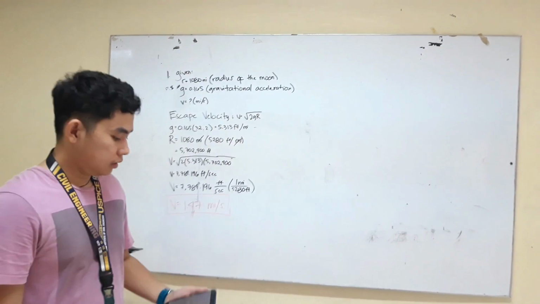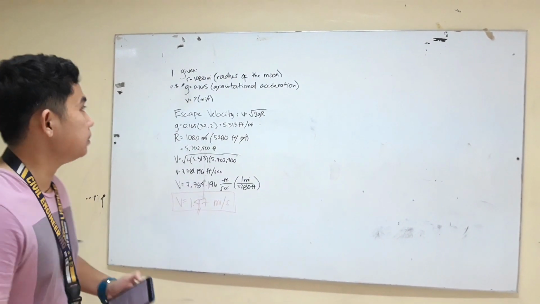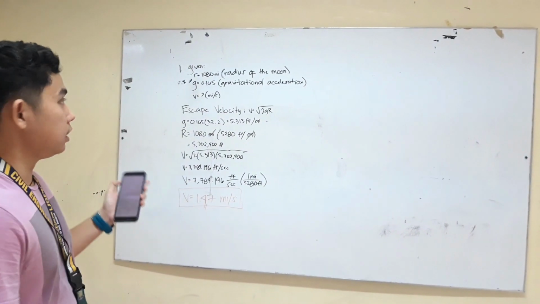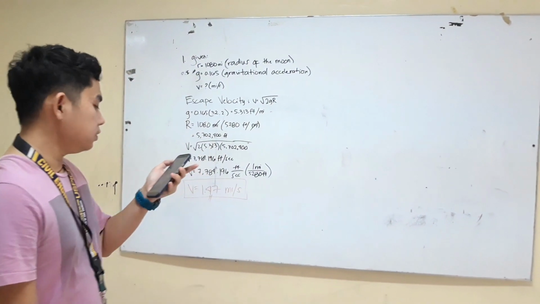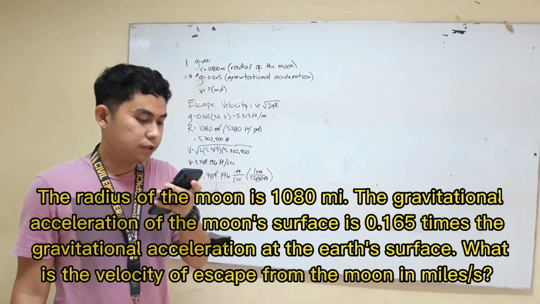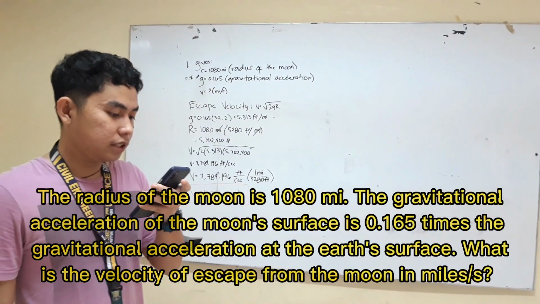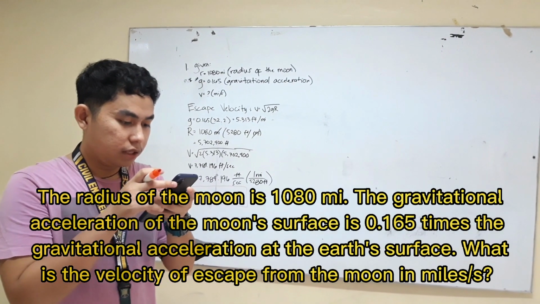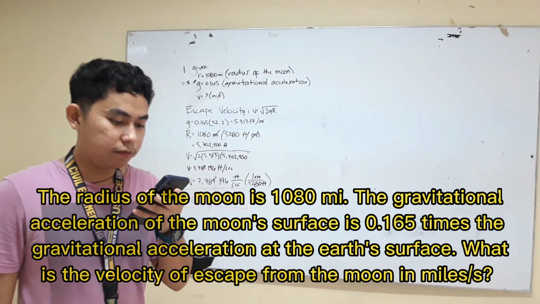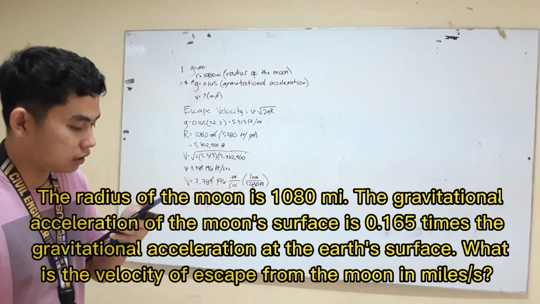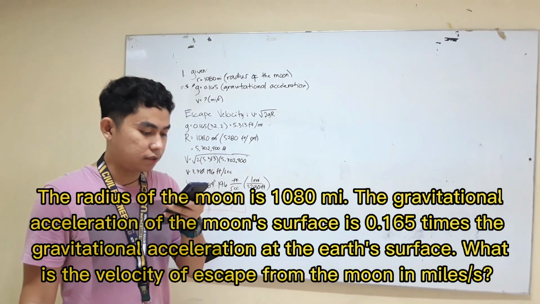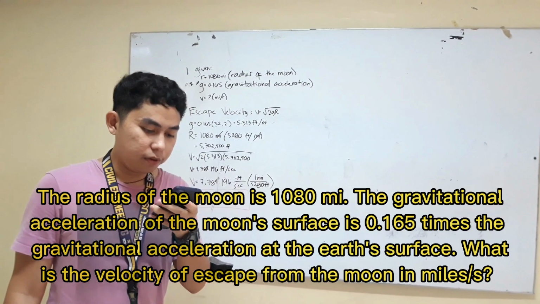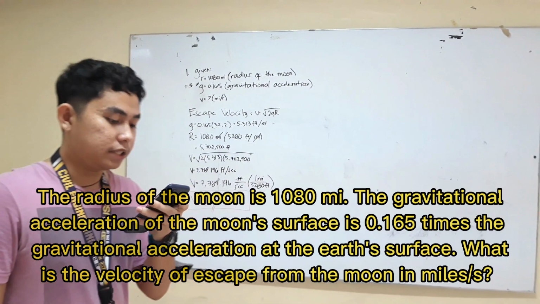Good day, everyone. Today I'll be discussing a problem in dynamics of rigid bodies, and this is our quiz 2 number 1. The problem is: the radius of the moon is 1,080 miles. The gravitational acceleration at the moon's surface is 0.165 times the gravitational acceleration at the Earth's surface. What is the velocity of escape from the moon in miles per second?